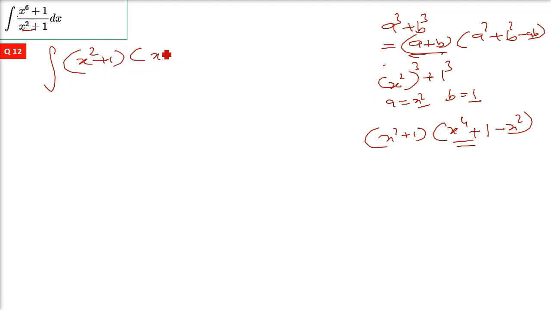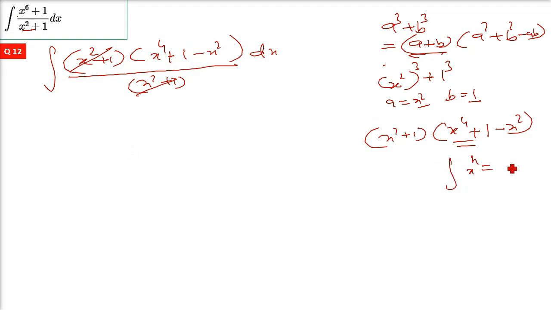x square plus 1, I'm writing this as x square plus 1, x raised 4 plus 1 minus x square, and in the denominator you have x square plus 1. Now this x square plus 1 can be cancelled. The benefit of applying this a cube plus b cube for this numerator is that x square plus 1 gets cancelled, and we'll use this x raised n plus 1 by n plus 1 for integration of x raised n, because that is what is only left in this question. One by one term, just forget about these because this is already cancelled.